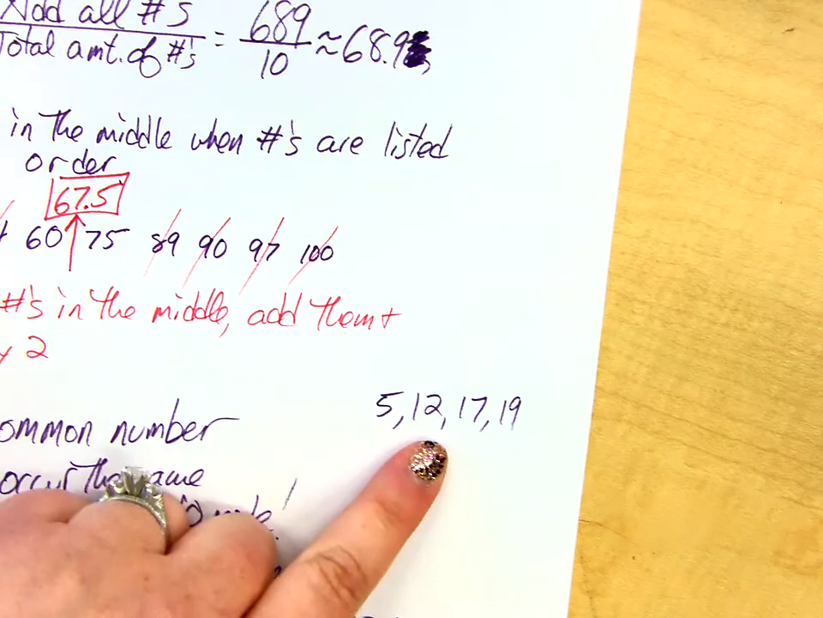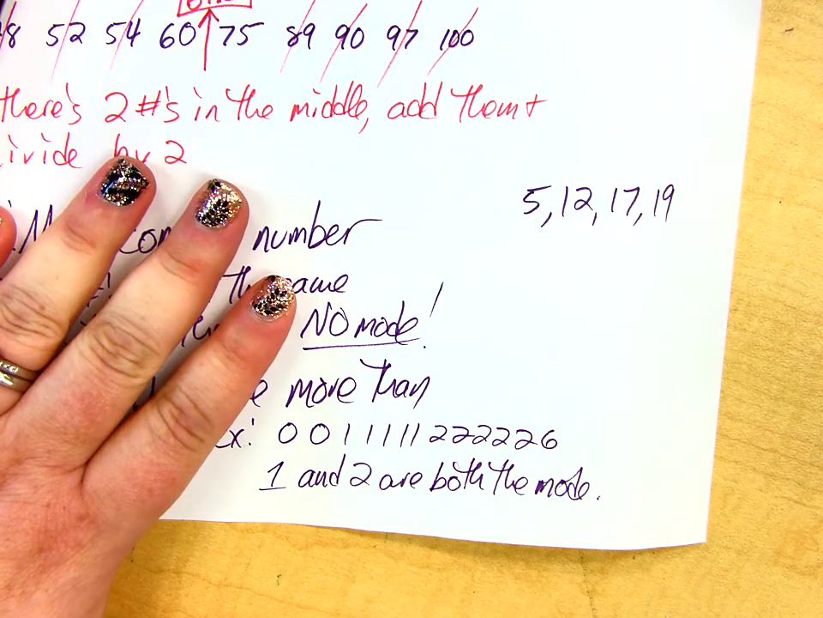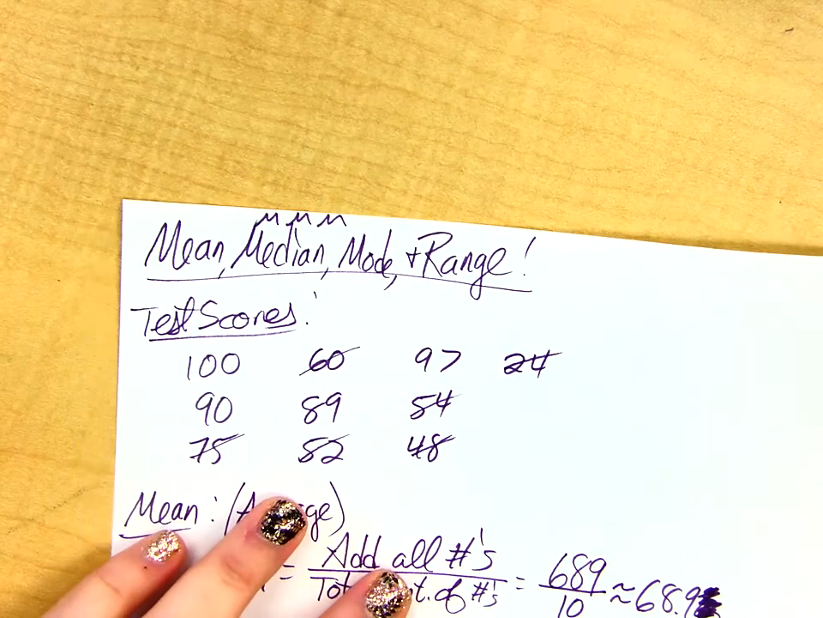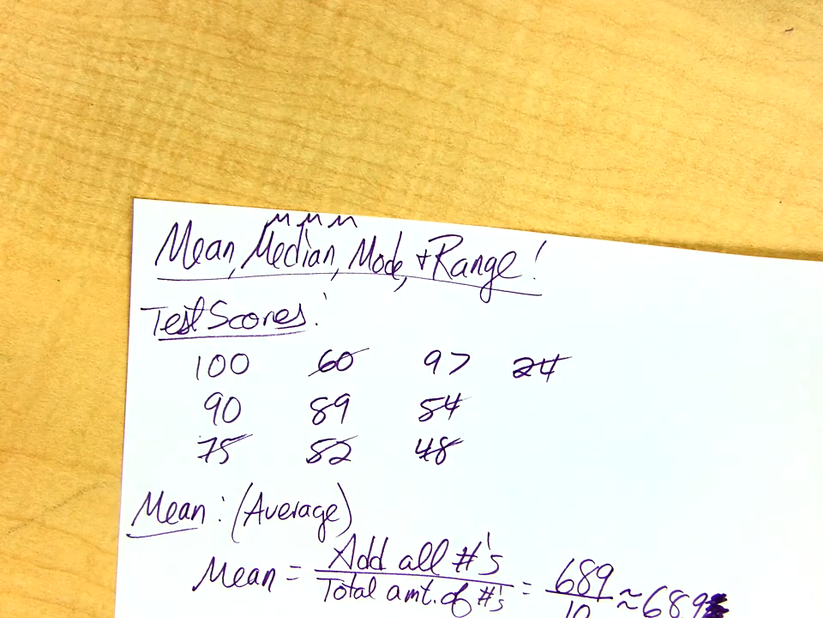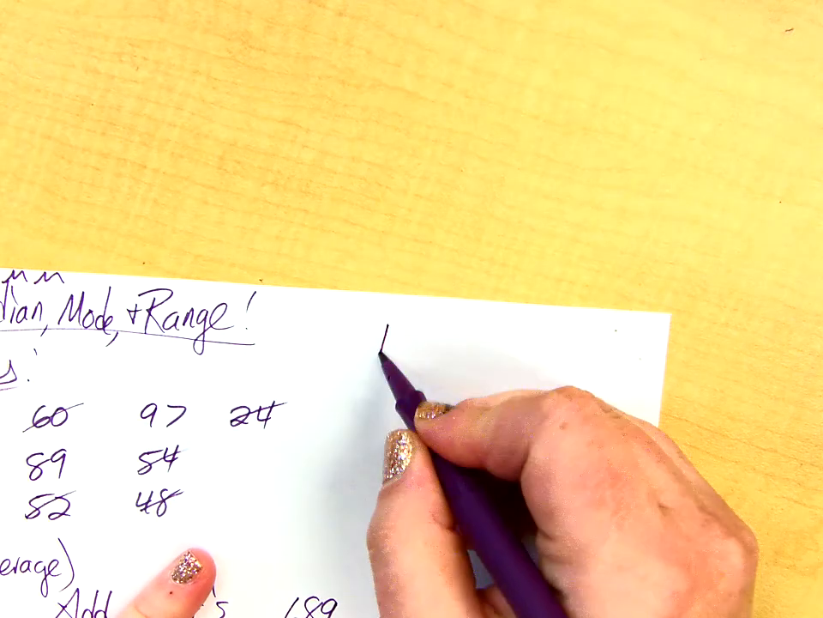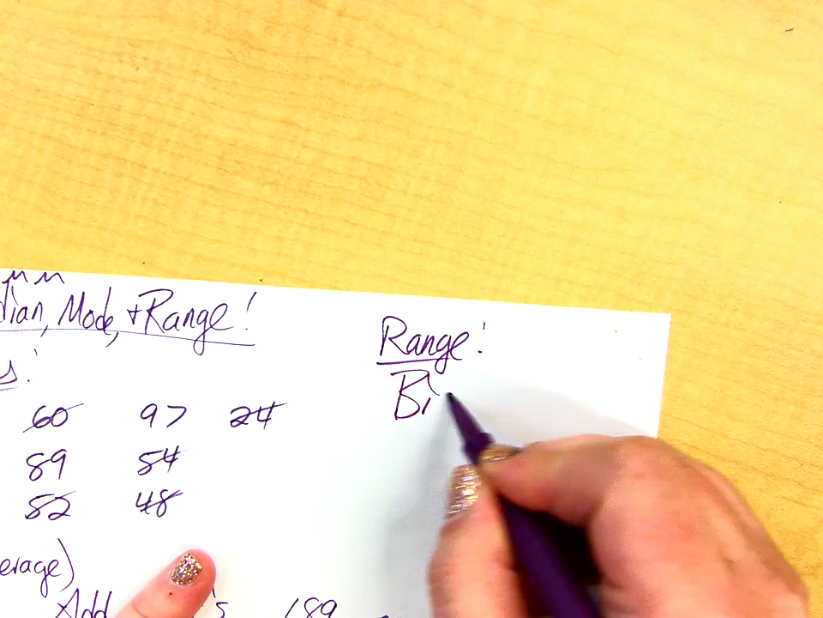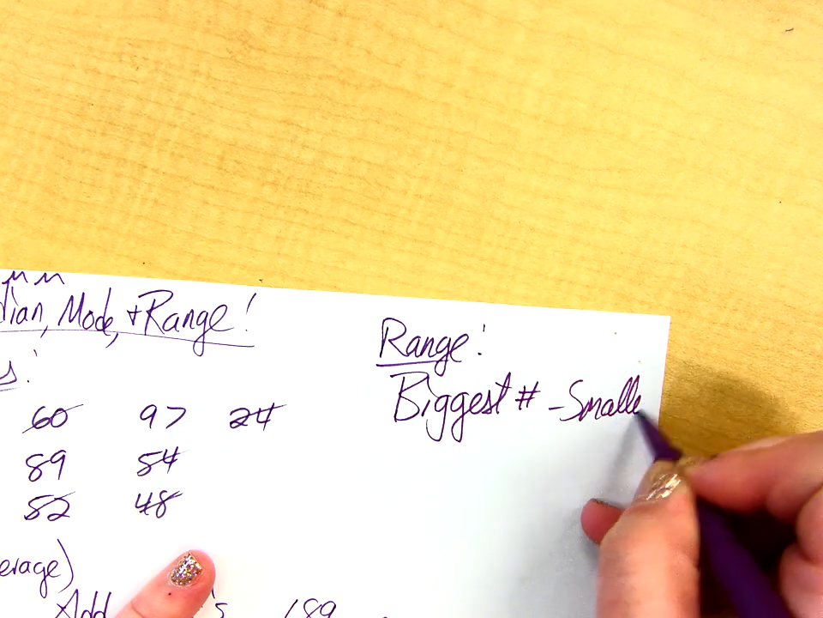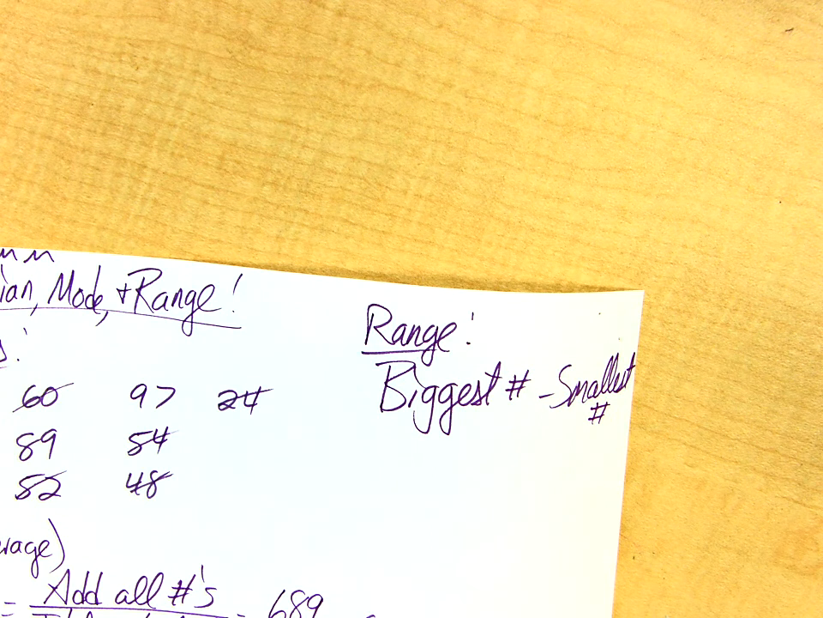Good. So that's why in this list it's 14, right? Biggest minus littlest. In this one, biggest minus littlest is 6, right? 6 minus 0 is 6. And then up here, our biggest was 100 and our smallest was 24. 76. Good job. So let's put that down. Range is just the biggest number minus the smallest. That's it. And that's why I can do it in my head usually.